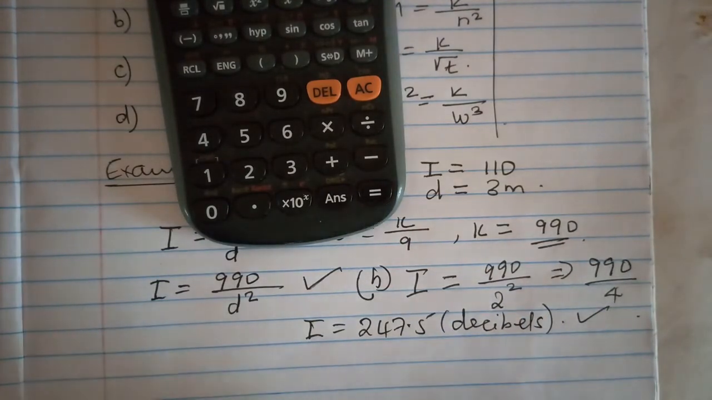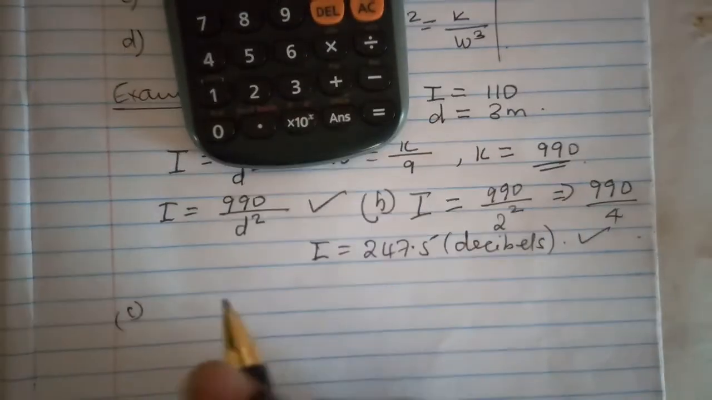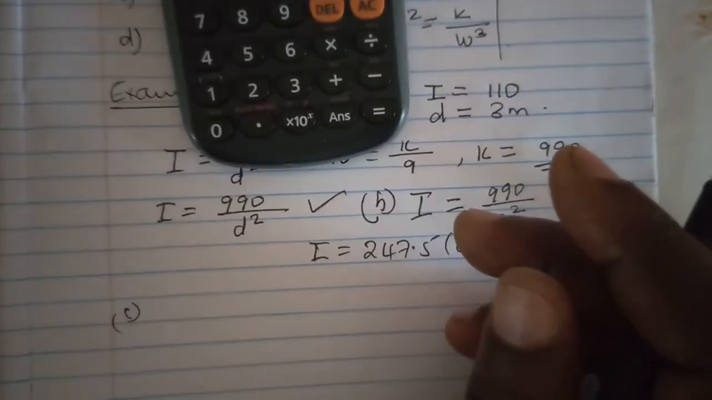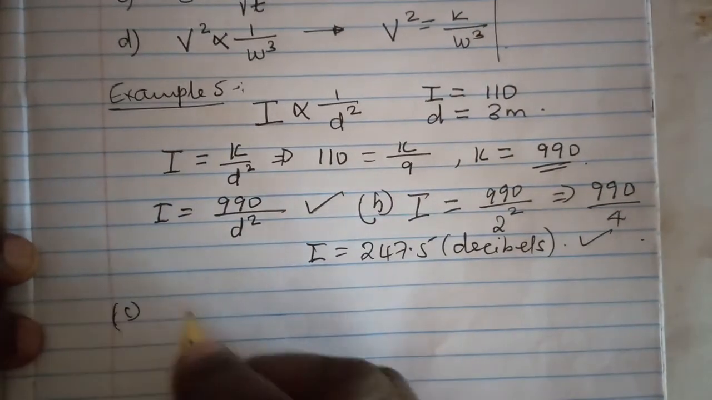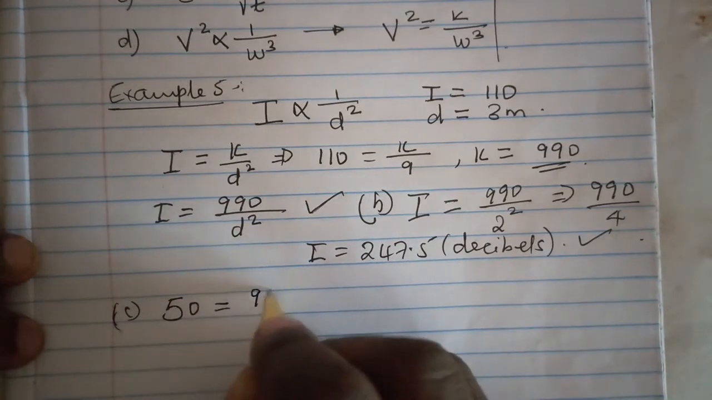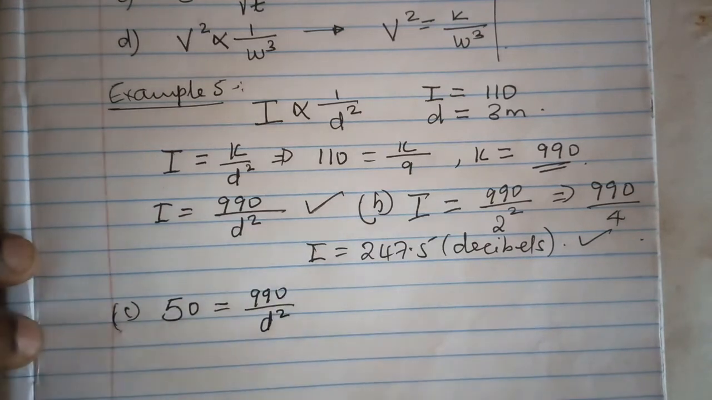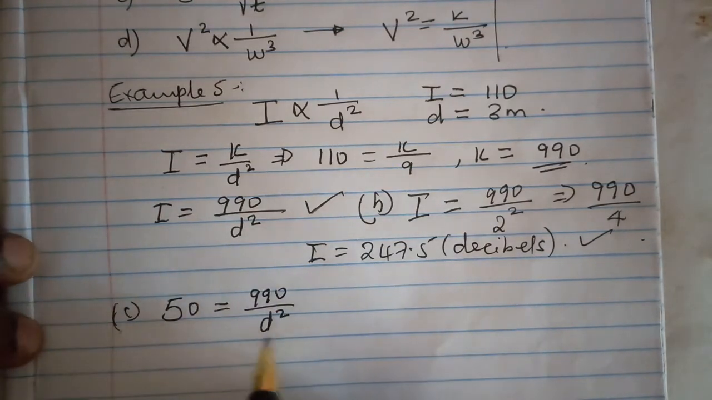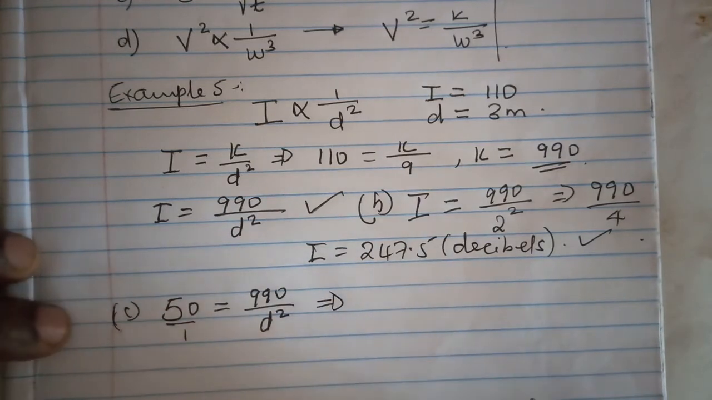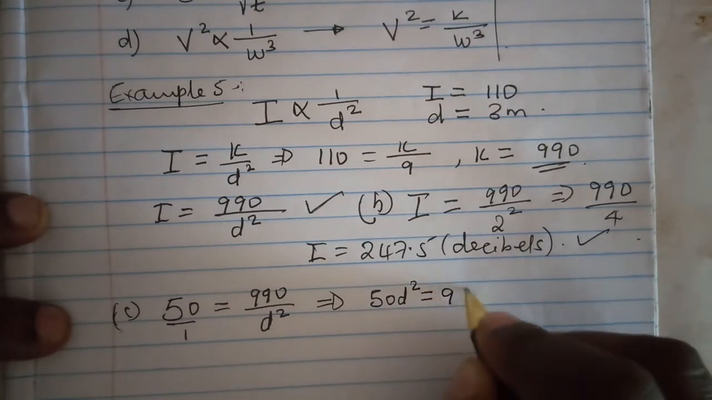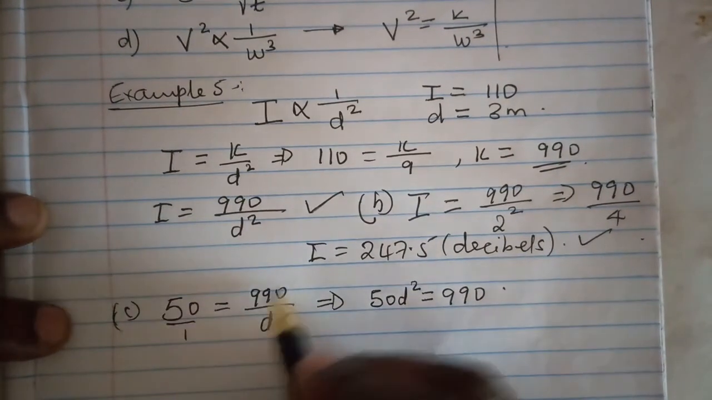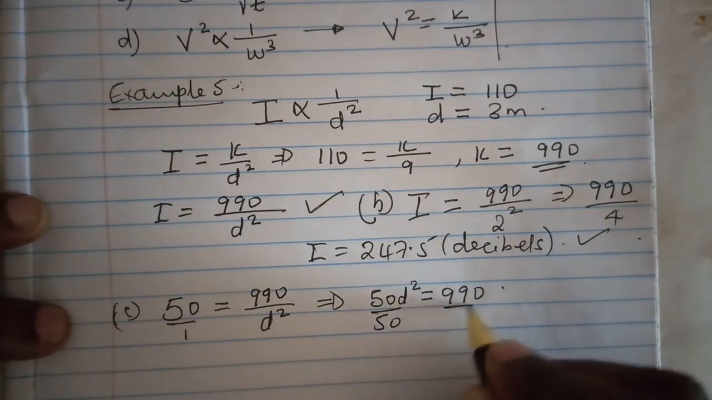That is part B. What about part C? At what distance away from the speaker is the sound intensity 50 decibels? So we have the intensity, we have the constant, but we don't have the distance. But remember, distance is supposed to be squared. So what do we want to make the subject of the formula? Of course, the d. This is over 1. Since these are two equal fractions, we are allowed to cross multiply, and we have 50d squared is equal to 990. Divide by 50, divide by 50.